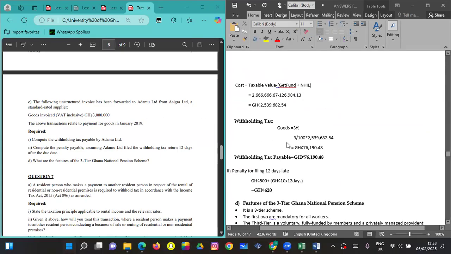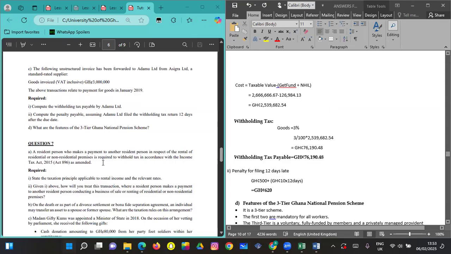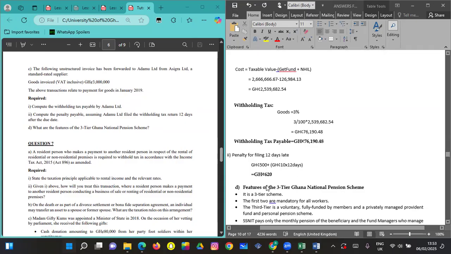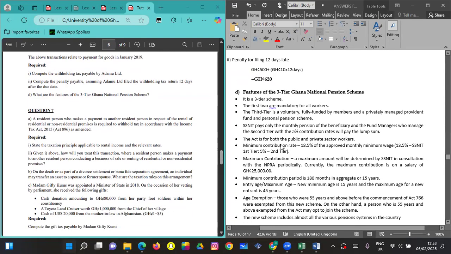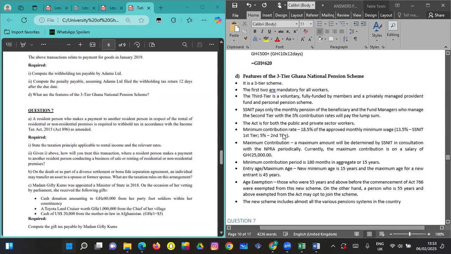All right. So now they are asking to compute the penalty payable. The penalty payable is in the law that you are going to be charged 500 cedis per month plus the incidental one, that will be multiplied by 10 cedis per day. So here they said 12 days. So 500 plus, in brackets, 10 times 12 days. And this is in total what you are going to pay. Now part D is asking what are the features of the tier 3 pension scheme? And this is the suggested answer. You can screenshot and then go through.